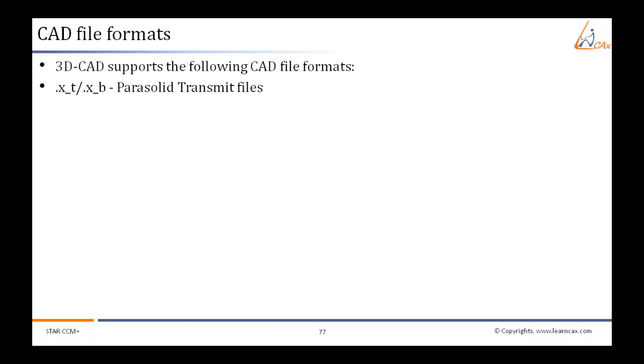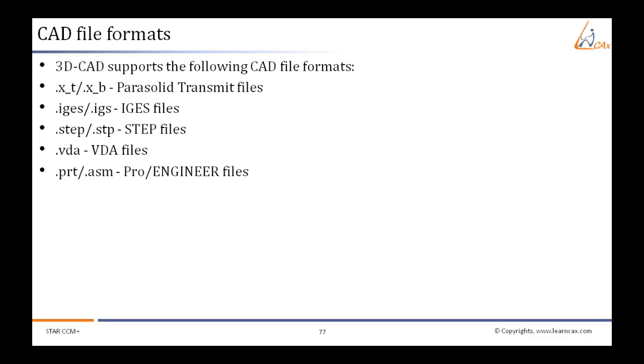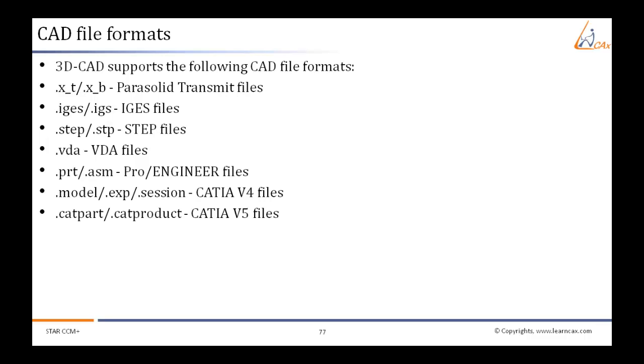We can import following list of file formats: Parasolid transmit files, which will have a .xt or .xb file extension; IGES files, which have .IGES or .IGS extension; step files, which have .step or .stp extension; VDA files, which have .VDA extension; Pro Engineer file, which have .prt or .asm extension; CATIA v4 files, which have .model or .exp or .session extension; CATIA v5 files, which have .catpart or .catproduct extension; SolidWorks files, which have .sldprt or .sldasm extension; Unigraphics NX files, which have .prt extension.